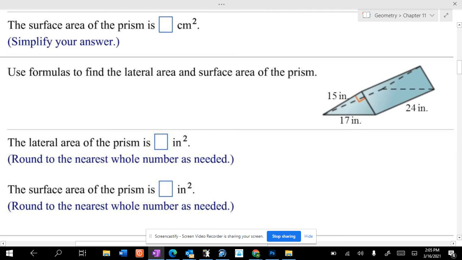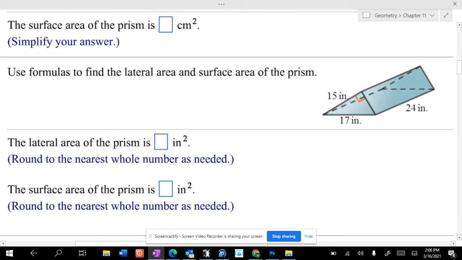This one is one that confounds a lot of people. What's my base here? Is it 24 times 17? Is that the base of this object? And the answer is no. This is actually a picture of a prism laying on its side. The bases of a prism are the shapes that aren't rectangles. Okay? The shapes that aren't rectangles. So these triangles are the bases of the prism.